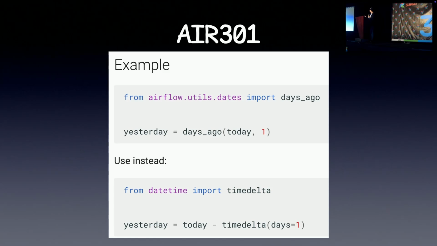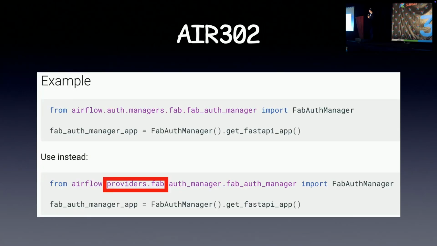So for 301, we used to have a days_ago function, which is airflow.utils.dates, but we decided to remove it because it's easy to implement through the standard Python library. And 302, this is an example we use the FAB auth manager. It used to exist in airflow.auth.managers, but we moved it to the FAB provider like long ago. So, and we decided to remove it in Airflow 3. And Ruff will also tell you which version of the FAB provider you should install.